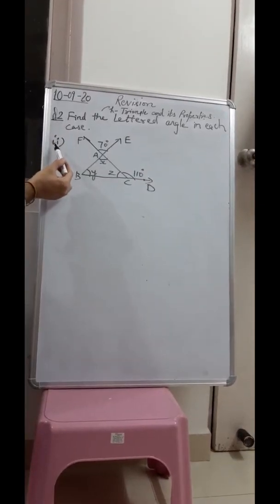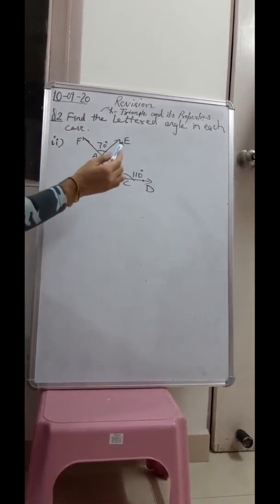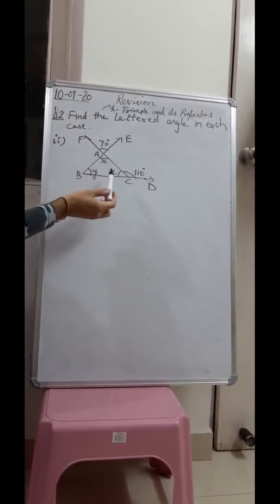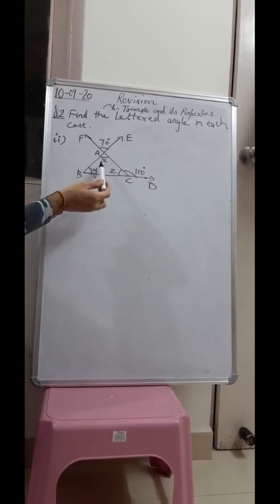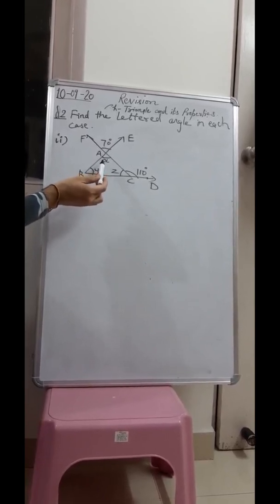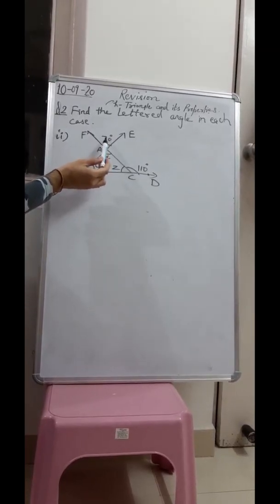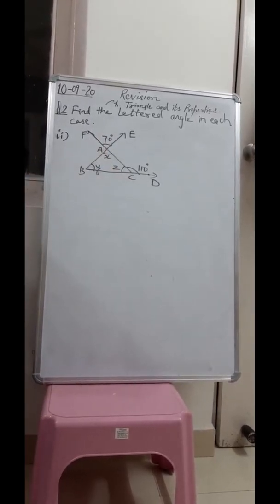Number 2, it is the second part. In this figure we can see that there is angle X, angle Y, angle Z. They all are interior angles, and we have to find out all these three angles. The exterior angles that have been given to us are 70 degree and 110 degree.